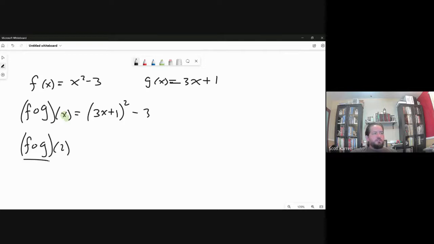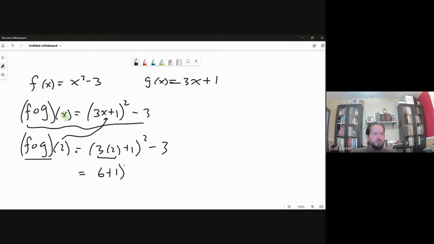But I already know the function f of g of x, so I'm going to kind of cheat here and say this is just putting 2 into that. So I've got 3 times 2 plus 1, that all gets squared, minus 3. And then I just go through the order of operations, make sure that I do the math right. Starting here, 3 times 2 is 6, plus 1, and then squared, minus 3. 6 plus 1 is 7. So 7 squared minus 3. And so I get 49 minus 3 and 46.